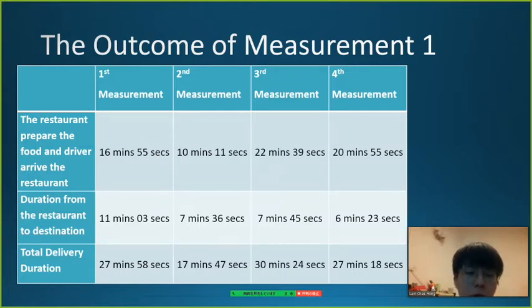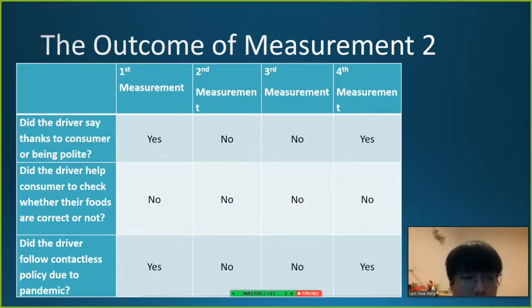The third and fourth measurements were conducted at the beginning of dinner time, so the restaurant might be busy at the time. The fourth measurement took a total of 27 minutes 80 seconds. The preparing time was 20 minutes 55 seconds, and the delivery time was 6 minutes 23 seconds. So move to the next slide.